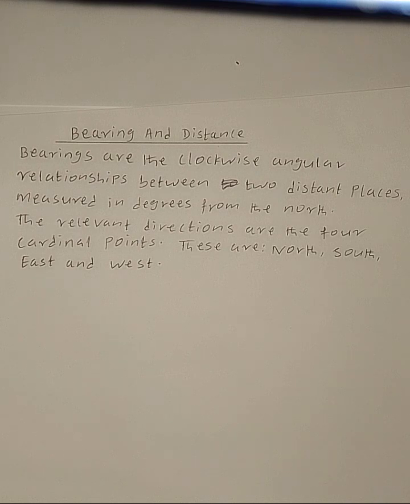Today we are going to be discussing bearing and distance. Bearings are the clockwise angular relationships between two distant places measured in degrees from the north. The relevant directions are the four cardinal points. These are north, south, east and west.